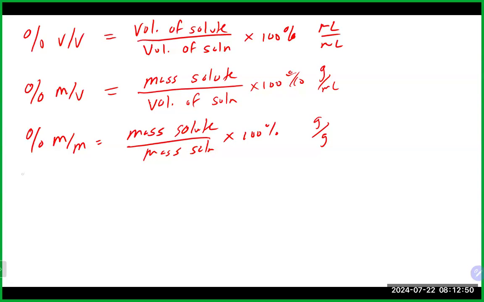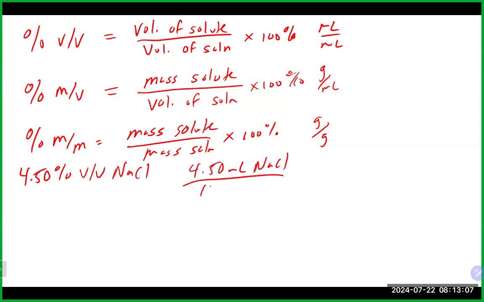So we just saw our 4.5% by mass turning into a conversion factor. If you had 4.5% volume to volume of sodium chloride solution, that would mean you had 4.5 milliliters of sodium chloride in 100 milliliters of solution.